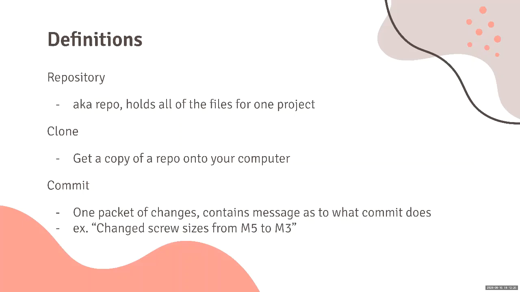So you always say something like added graph to MATLAB script, or changed screw sizes from M5 to M3, or some small little change. The reason why we make commits as small as possible is that if you do need to go back to a previous commit, you know exactly what each commit does, and there's not random things inside of it.